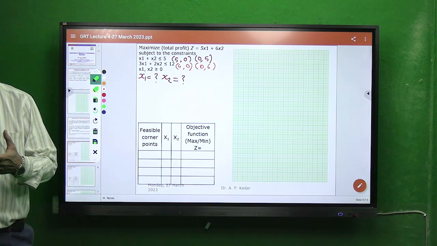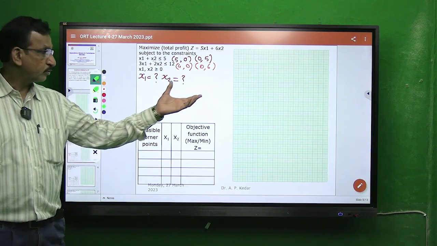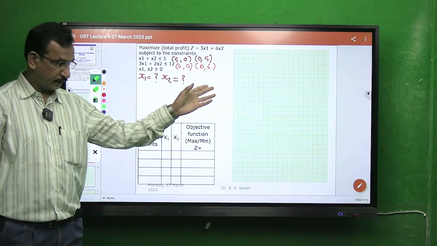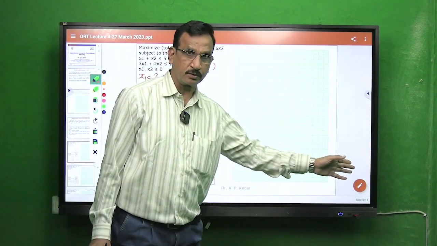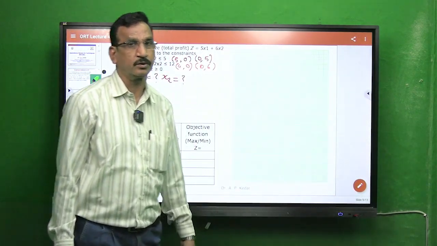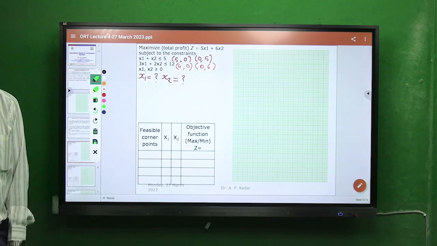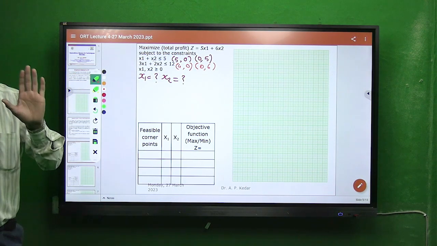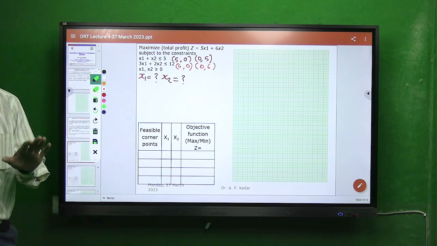Before, I have used that you have to take the scale. If this would have been 600, 800, I cannot use the scale 1:1 because I don't have 800 divisions on the graph paper. So there I have to take a bigger scale. 1 centimeter is equal to, say in that case, 50 units, like that.